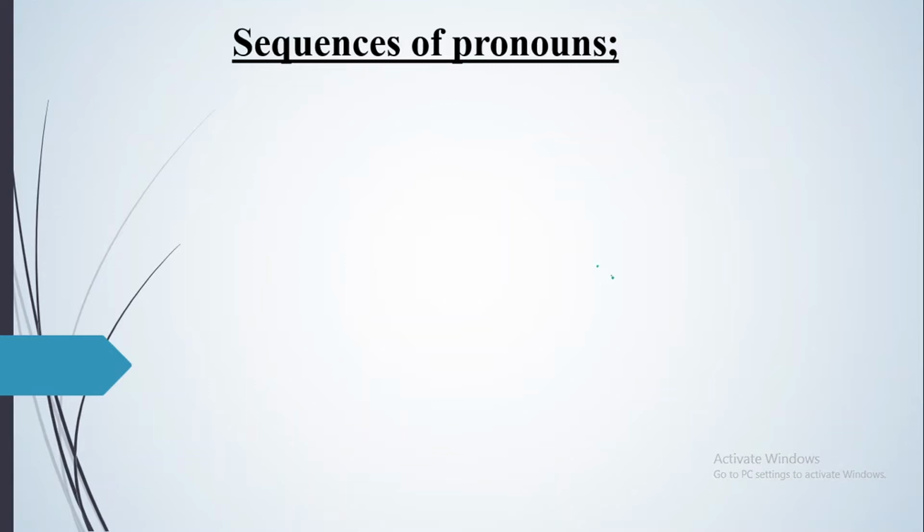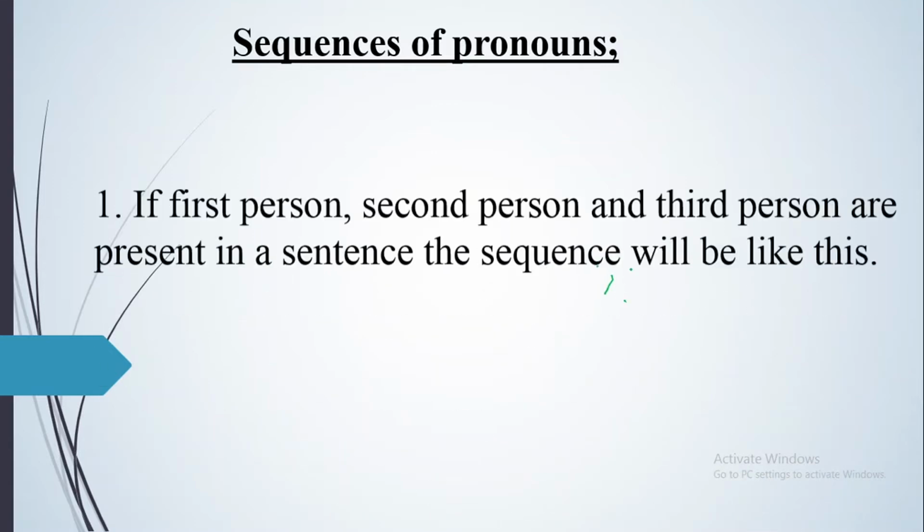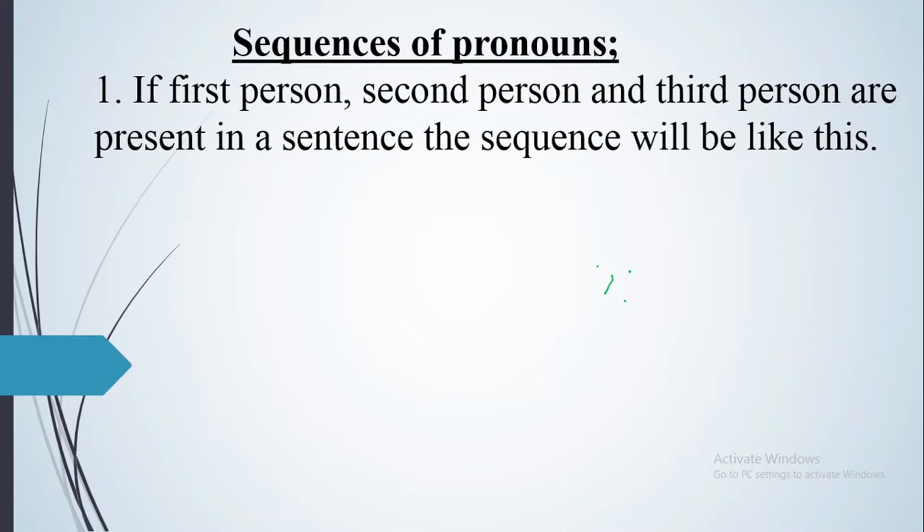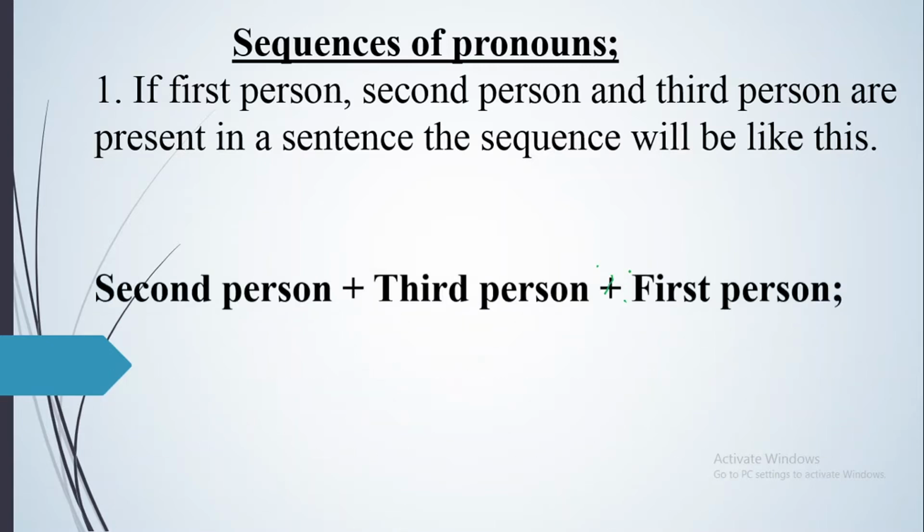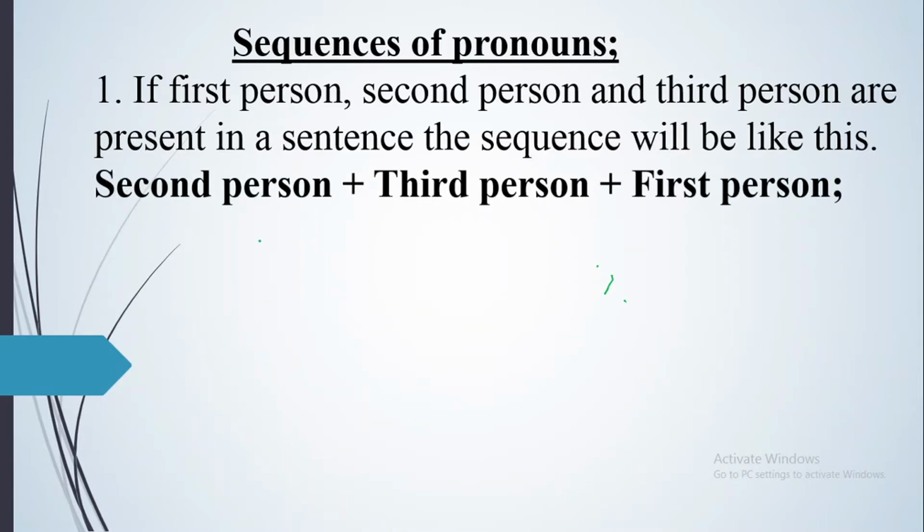Let's start with the first one: if first person, second person and third person are present in a sentence, the sequence will be like this. If there are three personal pronouns, first, second and third, what will be the sequence? You are going to bring the second person first, then the third person, and at the end the first person. So take care of the sequence: second person, third person, then first person.